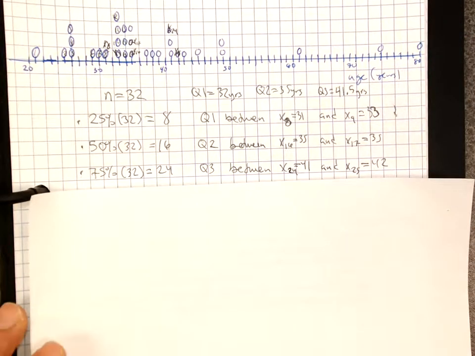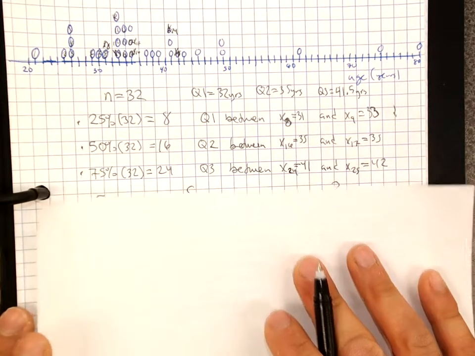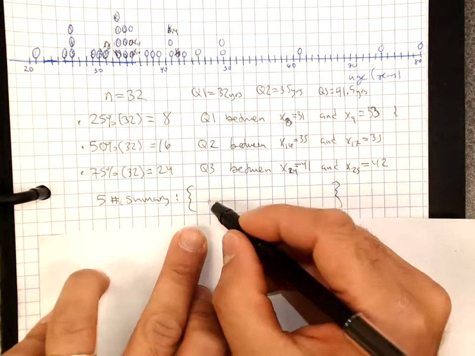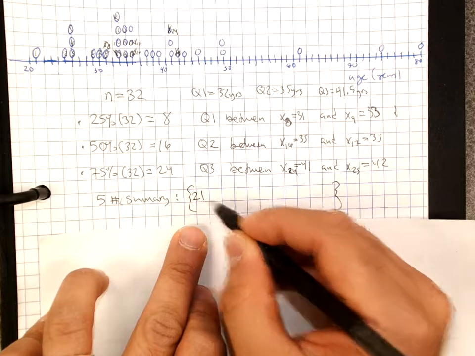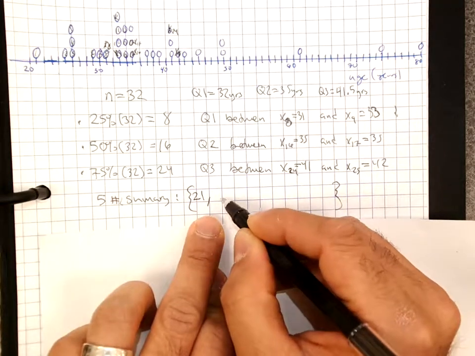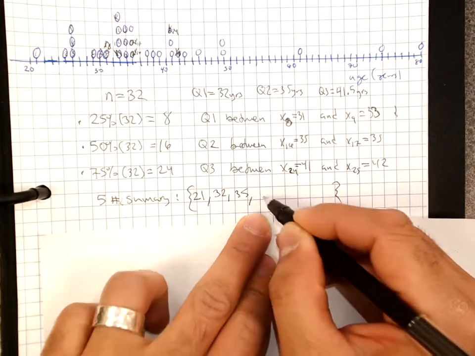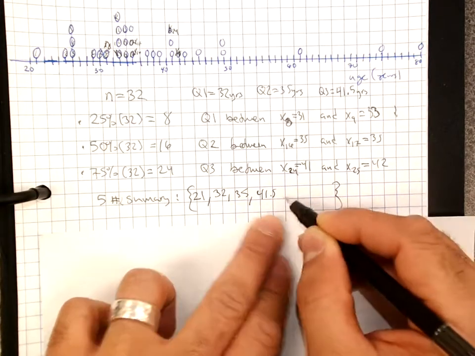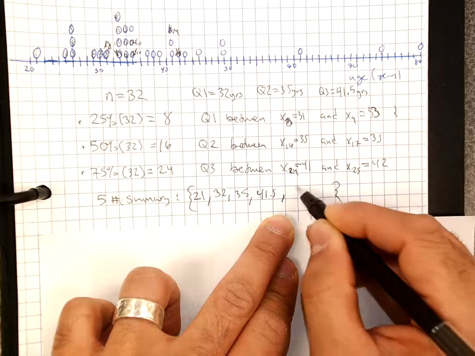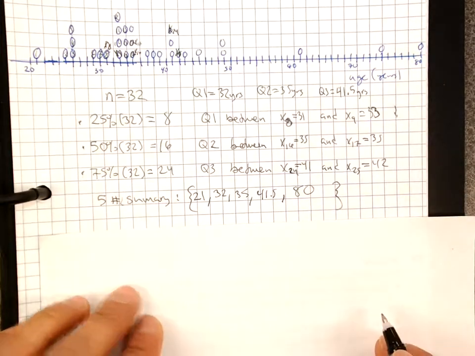All right. Okay, so my 5-number summary then, let's see, the youngest best actress winner was 21. And then 32 is the first quartile, 35, 41 and a half, and then the maximum is 80. Okay, so here's my 5-number summary here.